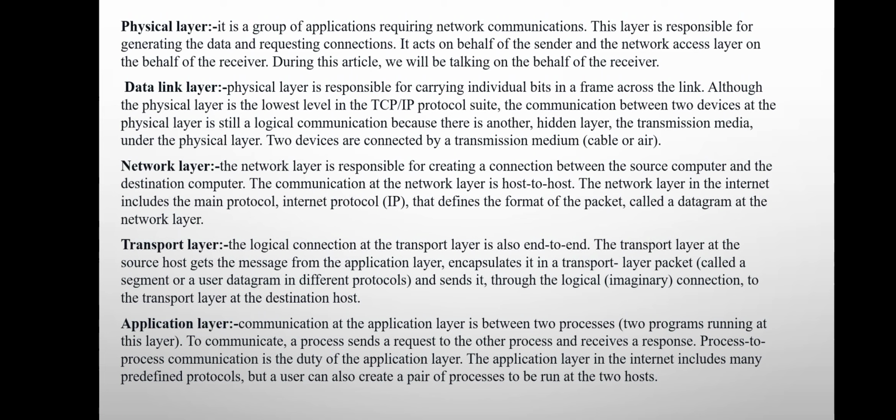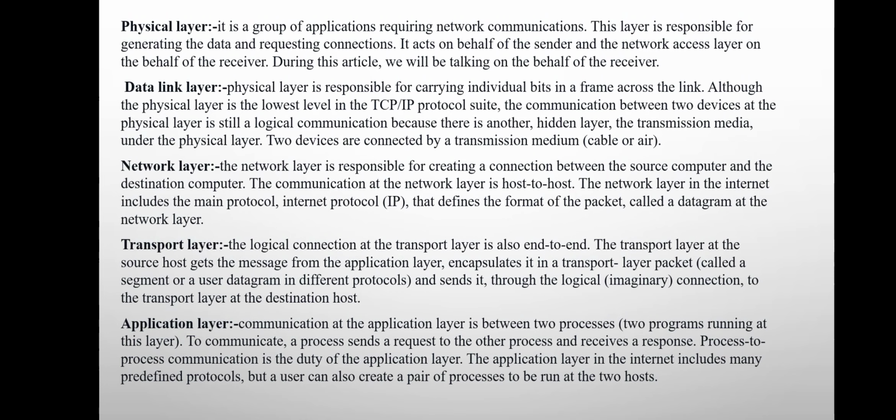Application layer. Communication at the application layer is between two processes. To communicate, a process sends a request to another process and receives a response. Process to process communication is the duty of the application layer. The application layer in the internet includes many predefined protocols, but a user can also create a pair of processes to be run at the two hosts.